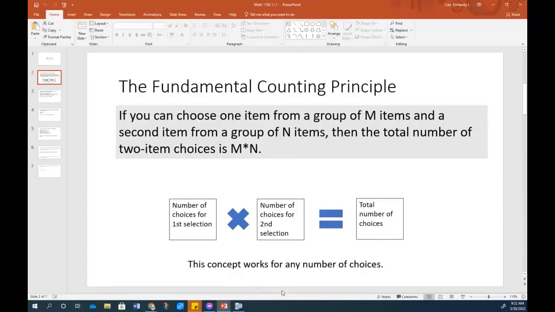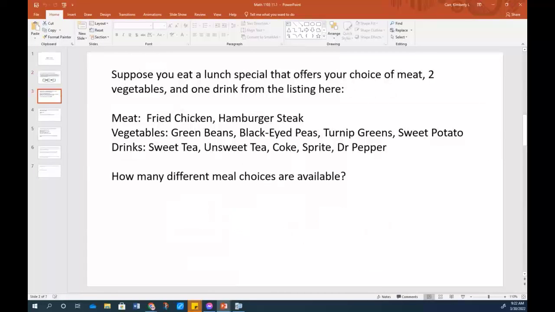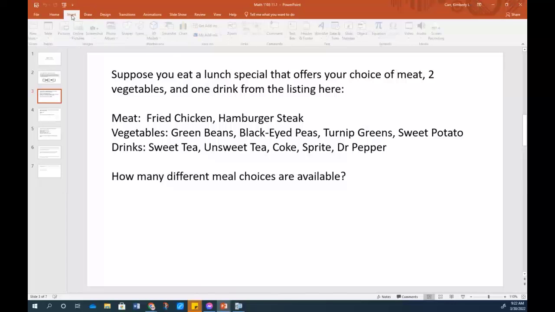Now that concept works even if you have more than two options. So if you had three options, you would just continue to multiply. So here's an example. Suppose you eat a lunch special at a place and you get a choice of meat, two vegetables, and one drink. So you're going to choose one meat, two vegetables, and one drink. So how many different meal choices are available?